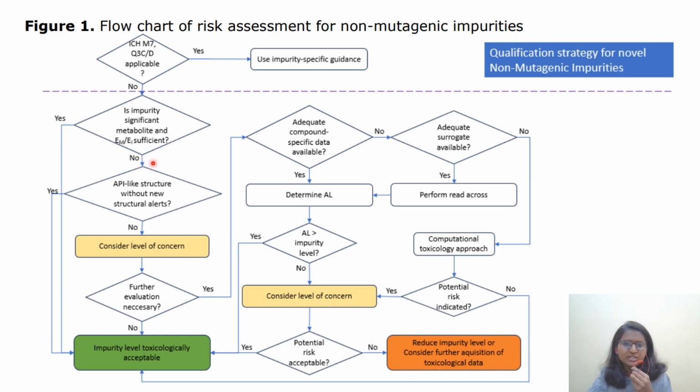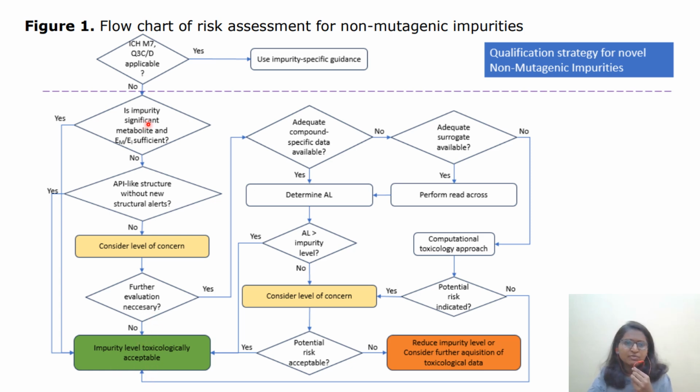Just understand. Let us assume that this particular impurity X is not a significant metabolite. Then you have to check whether that non-mutagenic impurity X is API-like in structure, without new structural alerts, or not. If it is no, then you have to consider the level of concern. For the level of concern, in this particular guideline they have given a table; we'll see it in the next slide. If further evaluation is not necessary, then the impurity level can be directly qualified.